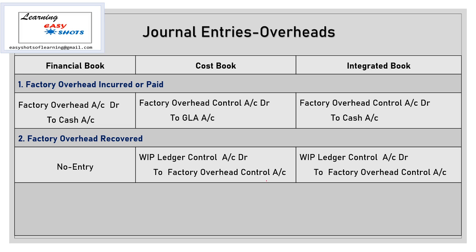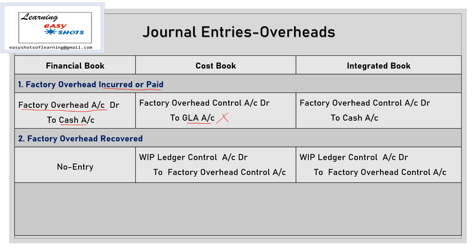So now we generalize these transactions. Our first transaction is factory overhead incurred or paid. Now factory overhead is an expense and all expenses are debited. So in financial book, our entry is factory overhead account debit to cash account. Now in place of cash, because it is an asset, we use general ledger adjustment account in cost books, and in place of general ledger adjustment account, we use cash in integrated books. So for the payment of factory overhead, our entry is factory overhead control account debit to cash account.